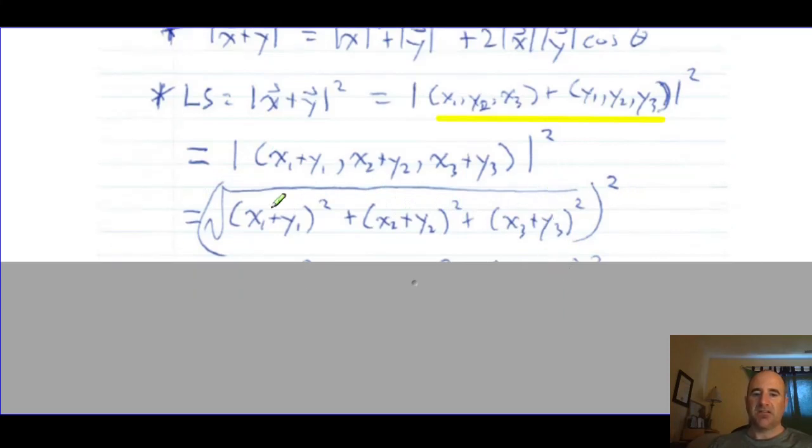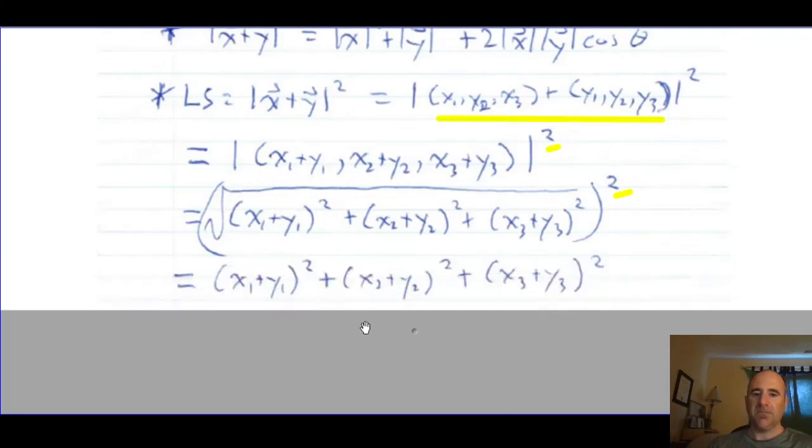Notice next that the square root and the squared, because I'm figuring out the magnitude of a vector algebraically, cancel out. And so I just get this right here. This is what the magnitude of x plus y, squared, looks like. I'm going to expand that.